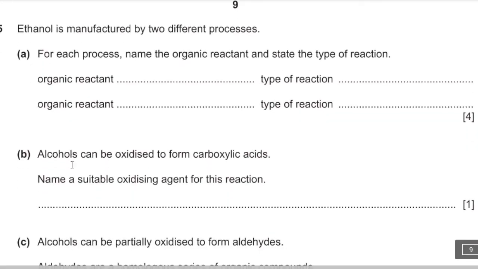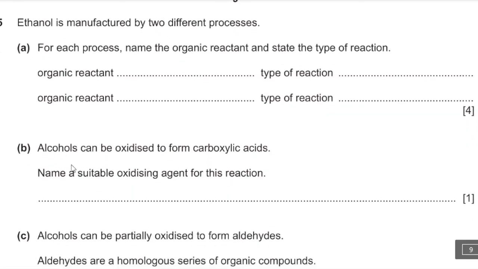5. Ethanol is manufactured by 2 different processes. A. For each process, name the organic reactant and state the type of reaction. So the first one can be glucose, which is a form of sugar, simple sugars. And by fermentation, we can obtain ethanol.